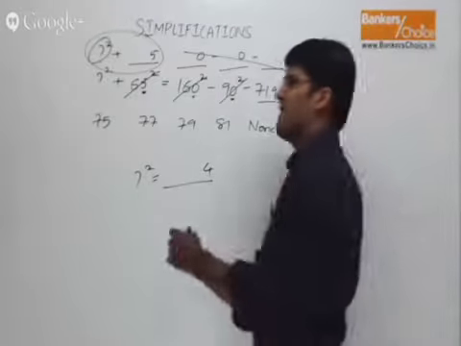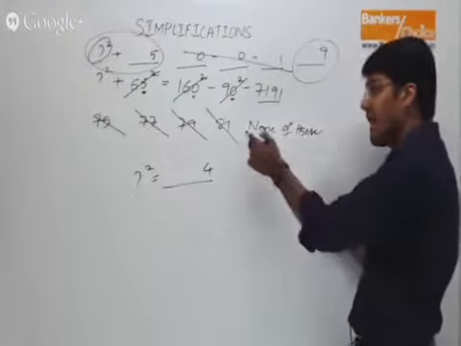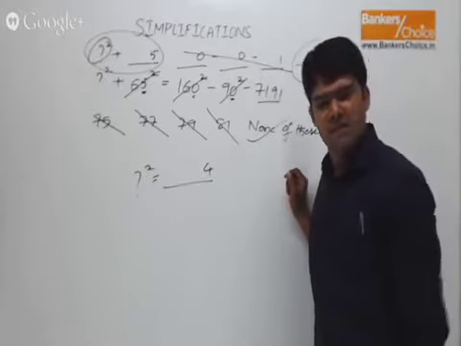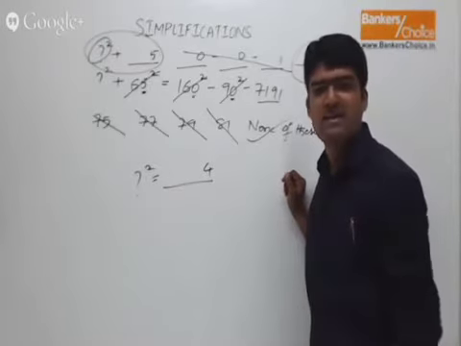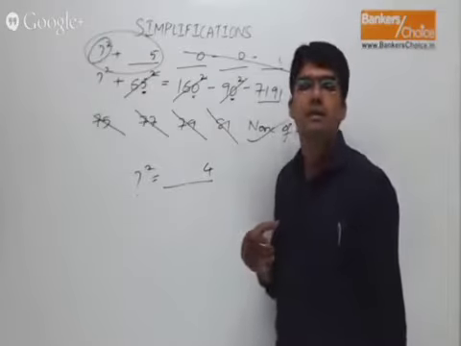Look at the options. 75, not possible. 77, not possible. Not possible. 100%, fifth option, none of this is the correct answer, which I'm sure most of you have followed. You've got the right answer without doing the complete calculation. So this is how unit place method will help you out.